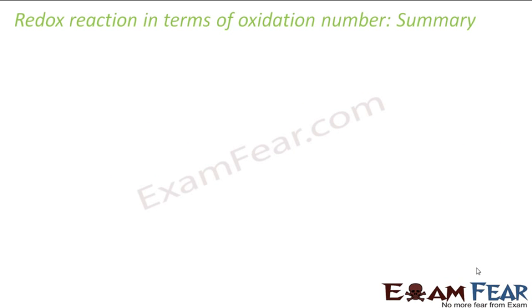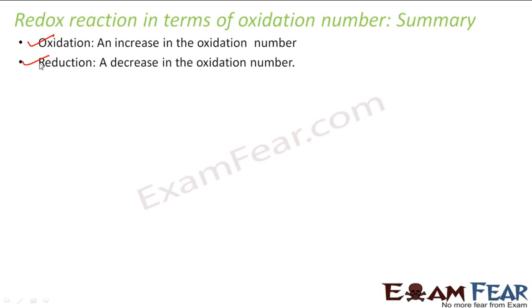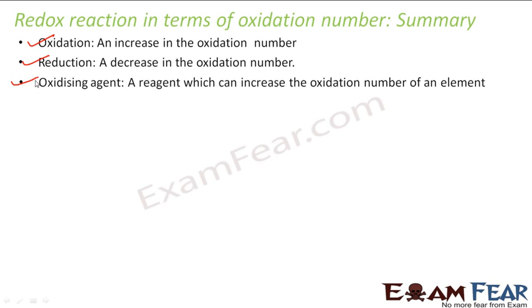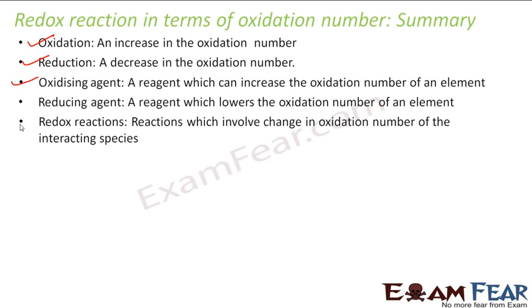So let's do a recap of redox reactions in terms of oxidation number. The new definition is: oxidation is nothing but the increase in oxidation number. Reduction is nothing but the decrease in oxidation number. Oxidizing agents are reagents which increase the oxidation number of another element and they themselves get reduced. Similarly, reducing agents are those elements or compounds which lower the oxidation number of another element and themselves get oxidized. So a redox reaction is a reaction which involves change in oxidation number.